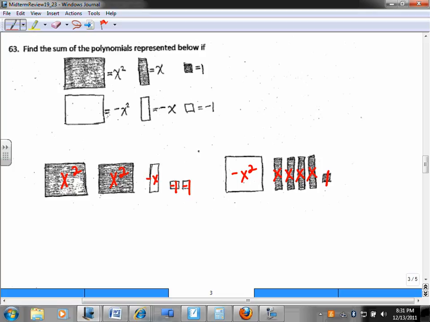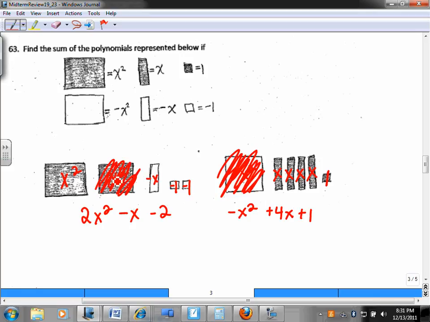Okay, so it asks us to find the sum of the polynomials represented. What do we need to do? We need to combine like terms. So let's see. We have 2x squared minus x minus 2. And then we have negative x squared plus 4x plus 1. Well, we can see that these two tiles here are the same shape as this one, but this one's negative. So that means that this cancels one of these out.